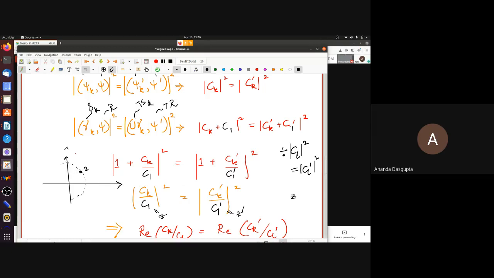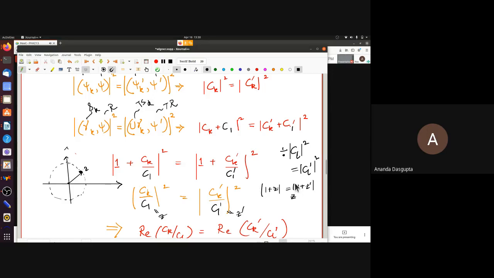So my Z prime has to be somewhere on this circle. Circle centered at the origin and radius, which is the length of Z. Z prime has to be somewhere here. Now, what does this tell you? It tells you 1 plus Z's magnitude is also equal to 1 plus Z prime's magnitude.